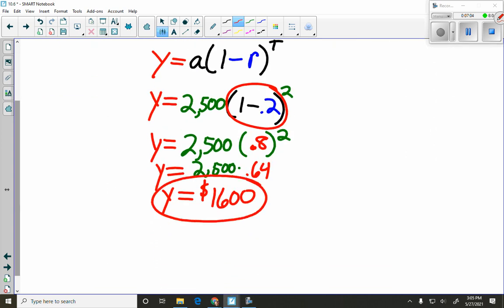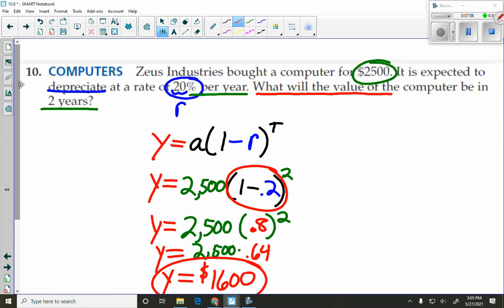You're looking for clues in the story. You're looking: am I appreciating or depreciating? Are they giving me a percentage rate, or are they giving me a K constant of growth or decay? Plug in your variables for what you have and solve for the missing variable.